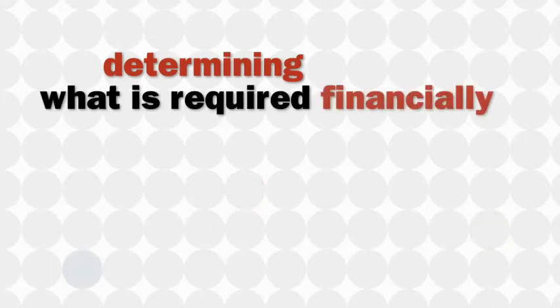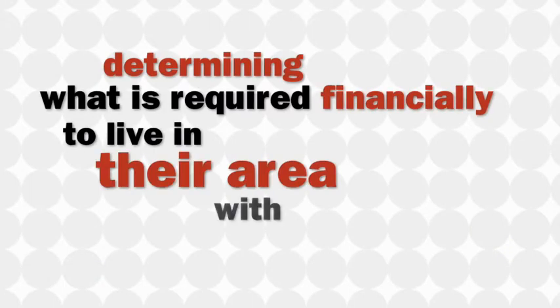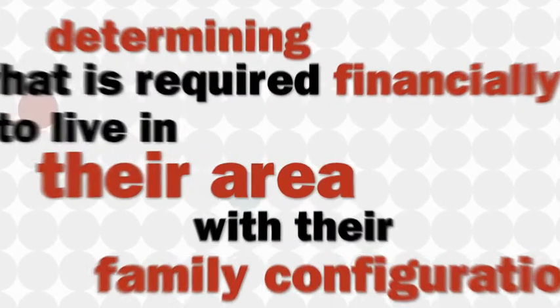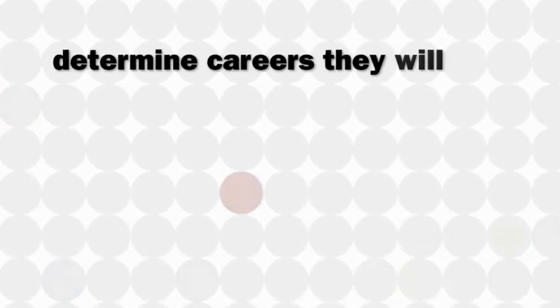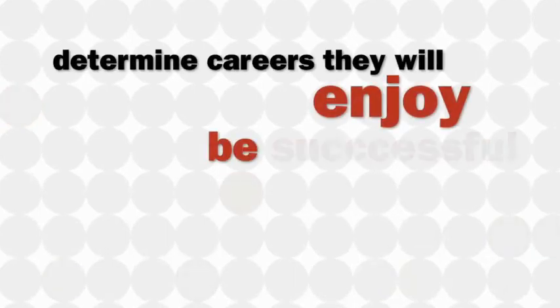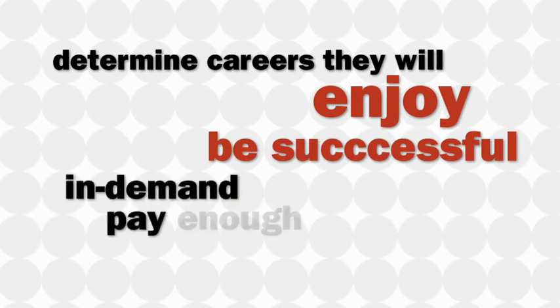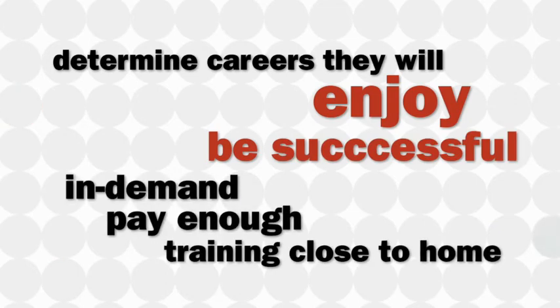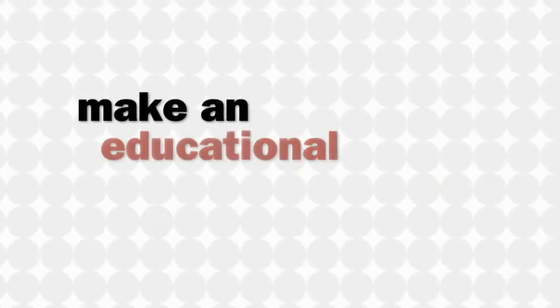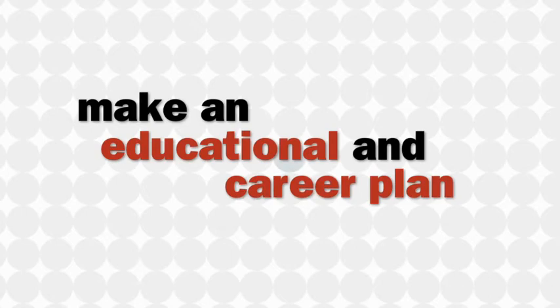The JSPAC 4-step career selection process will take them through a process of determining what is required financially to live in their area with their family configuration. This helps students to determine careers that they will enjoy and at which they will be successful. It also helps them select careers that are in demand, pay enough, and have training close to their homes. This process will provide information they need to make an educational and career plan.